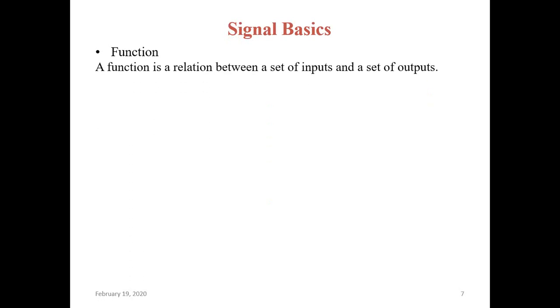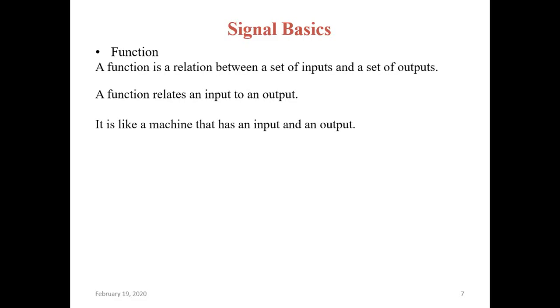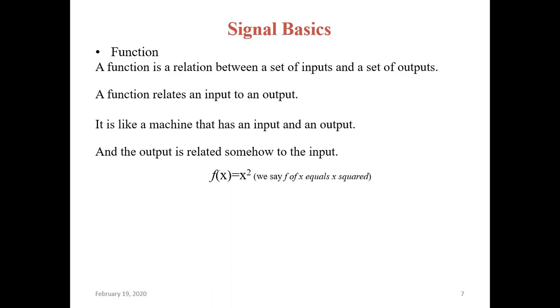Now the function. A function is a relation between a set of inputs and a set of outputs. A function relates an input to an output. It is like a machine that has an input and also gives us an output, and the output is related somehow to the input. As in the example, f of x equals x squared. Here we have an input, which is the value x, and we get the output as x squared. So that's why we can say that it works as a function.